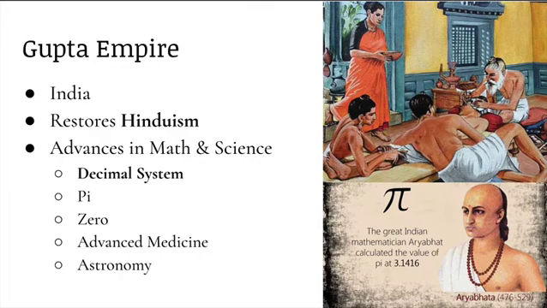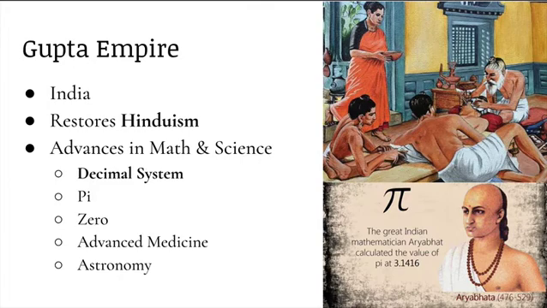That's why today in India, Buddhism is a very small minority religion. Buddhism is much bigger in China and Japan than it ever is in India. In India, most people are Hindu. And that's thanks, at least in part, to the work of the Gupta Empire. So they restore Hinduism. Also, again, it's very advanced in math and science.